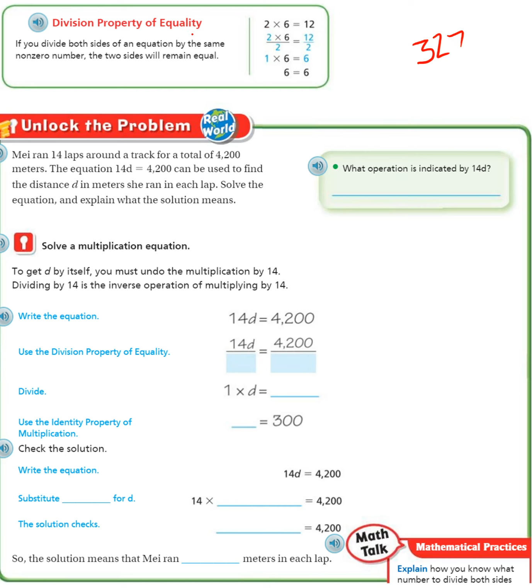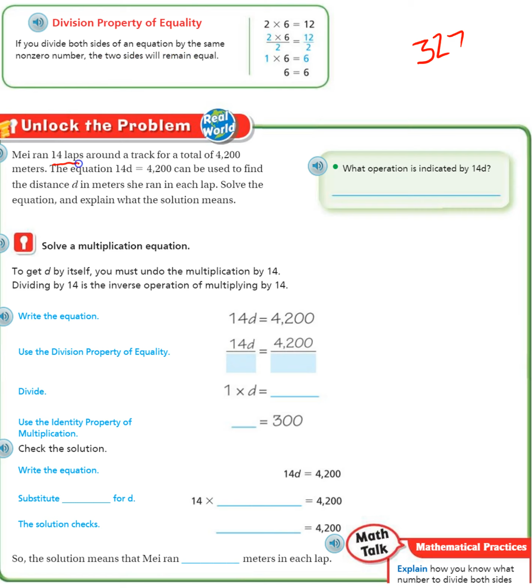So just like how we can add the same thing to both sides of an equation, we can also divide both sides of an equation by the same thing. And it says that here: if you divide both sides of an equation by the same non-zero number, so you can't use zero, the two sides will remain equal. All right, let's apply this now to our problem.